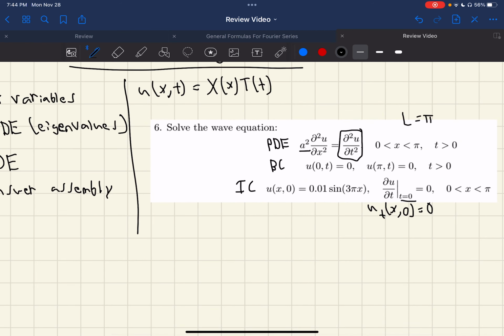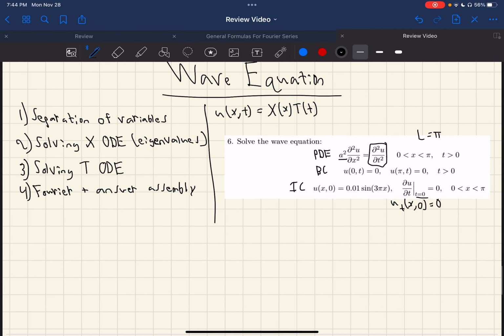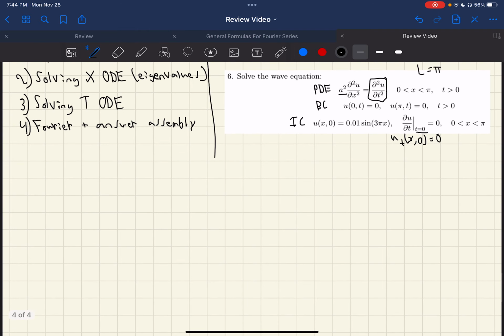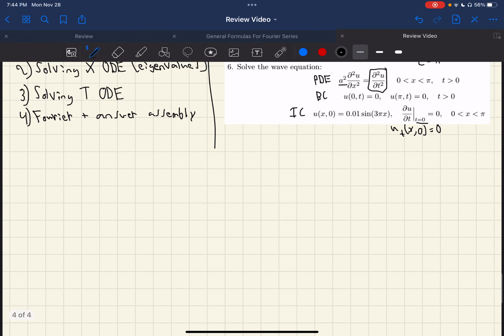And so how to use this information. All this is going to correspond to a step of the question. So our PDE is used for separation of variables. Our boundary conditions are used to solve our x-ODE. And then our initial conditions are used for finding Fourier coefficients. So first, we'll start with separation of variables.